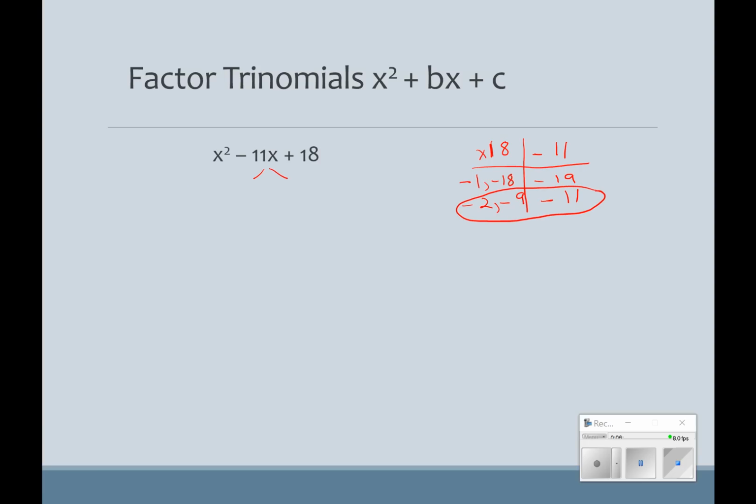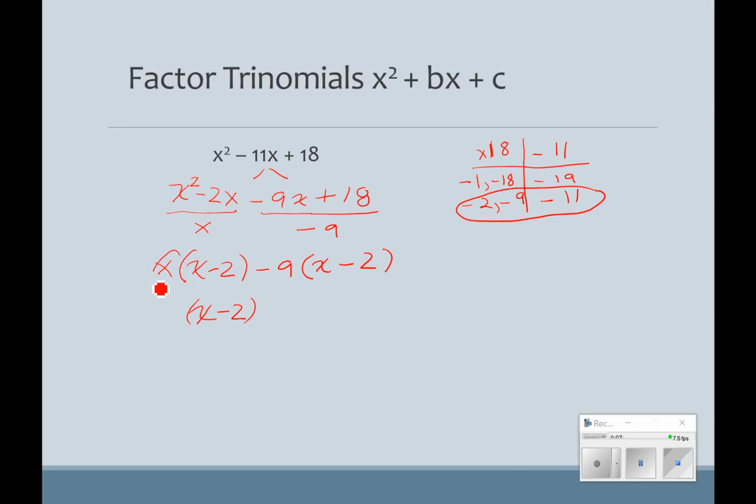I'm going to split the middle term and bring down the outsides. X squared, let's go with minus 2x minus 9x plus 18. Factor out an x, so I get x minus 2. Remember, factoring is dividing. Factor out a negative 9, or divide everything by negative 9. So positive x minus 2 again. Positive 18 divided by negative 9 gives us negative 2. Binomials are the same, x minus 2. My other binomial is the greatest common factor, x minus 9.